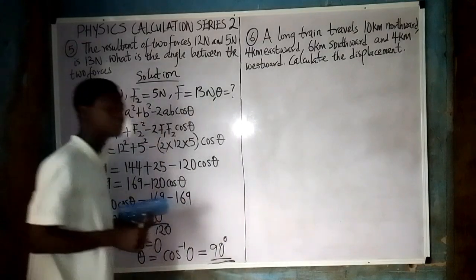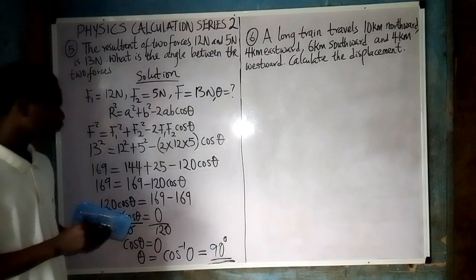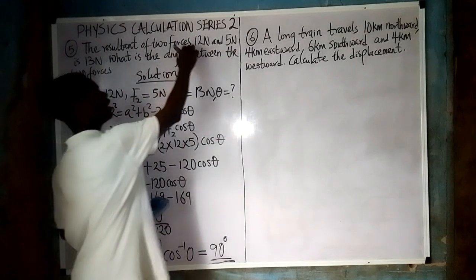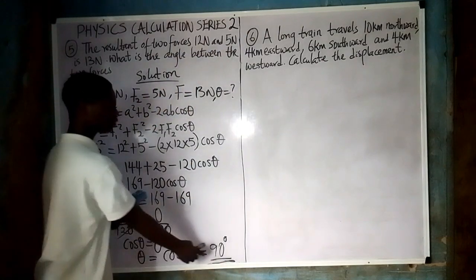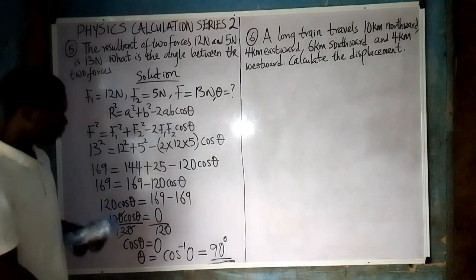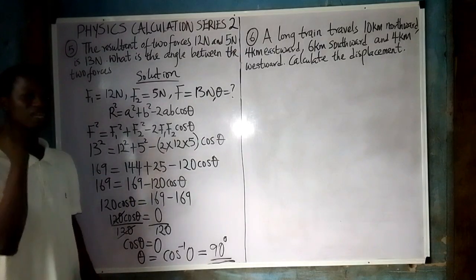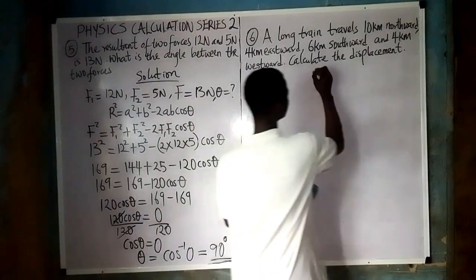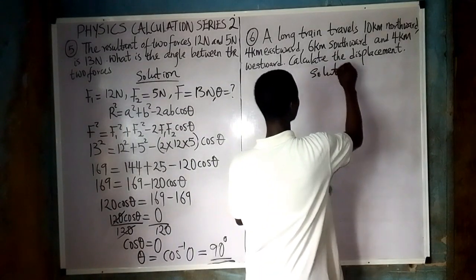So guys, in essence, based on our calculation, we have gotten that the angle between F1 and F2 is 90 degrees. And that is the answer to the question. So go through it and ensure you understand how it was solved. So straight to question 6, we start. Solution. Now we read, then we solve.